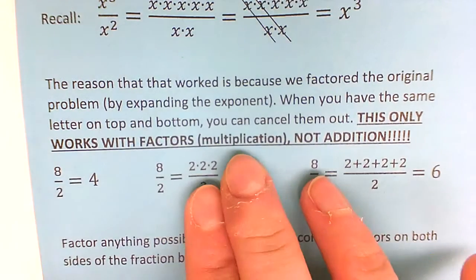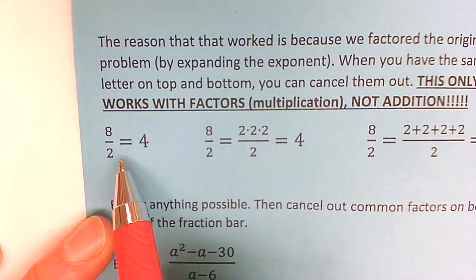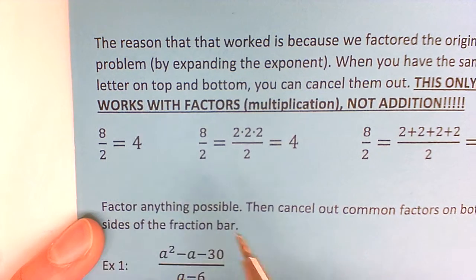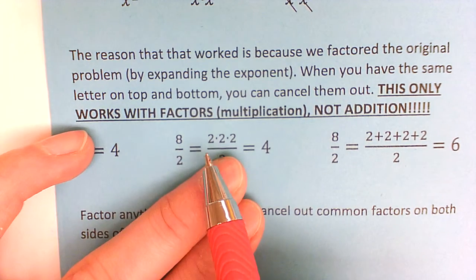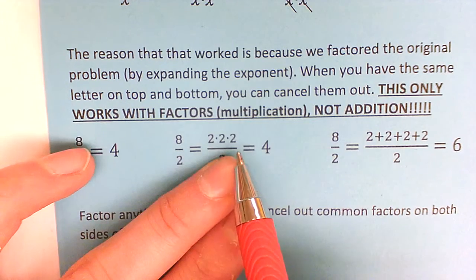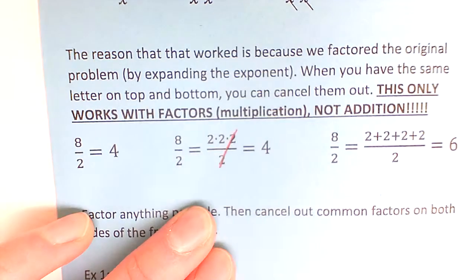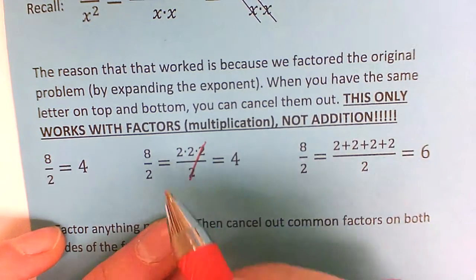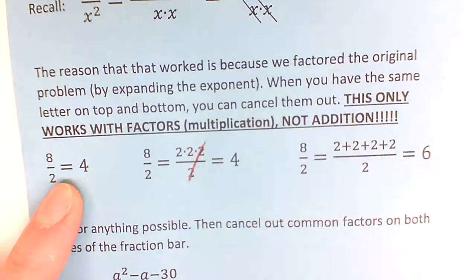So here are some examples underneath what I'm talking about. If we have 8 divided by 2, we know that equals 4. So if I was going to expand 8 by breaking it down into its factors, 2 times 2 is 4, times 2 gives me 8, so this is still the same problem. And if I cancel out what they have in common on top and bottom, then I've got 2 times 2, which is 4. So these two things are the exact same thing.